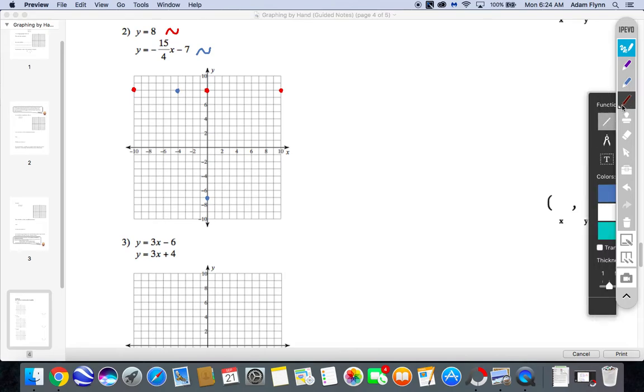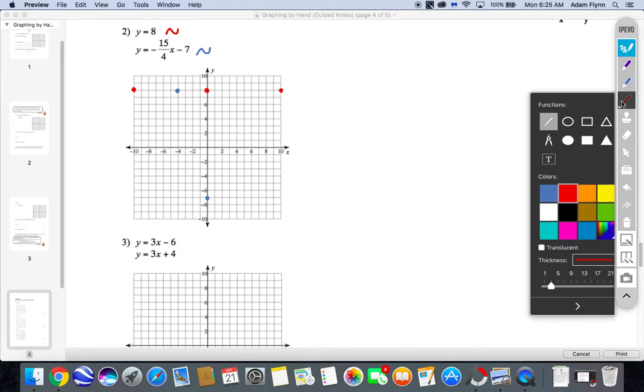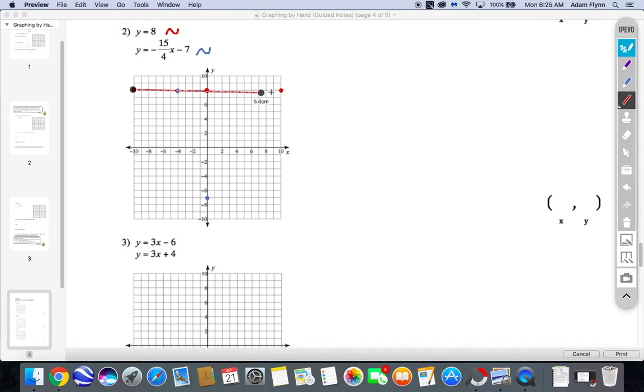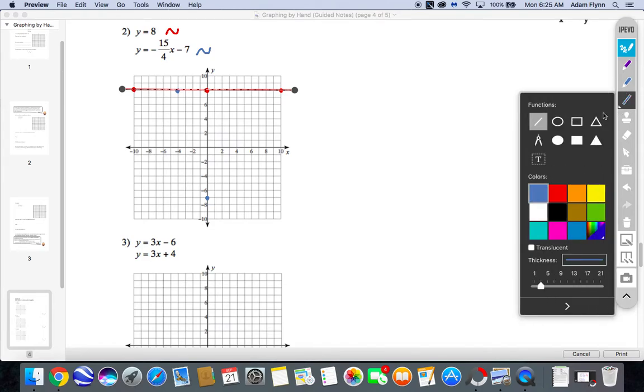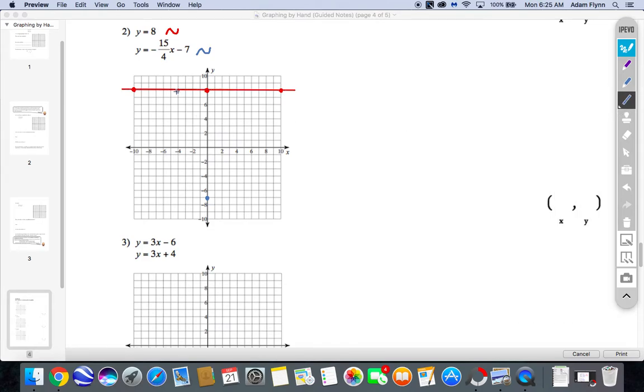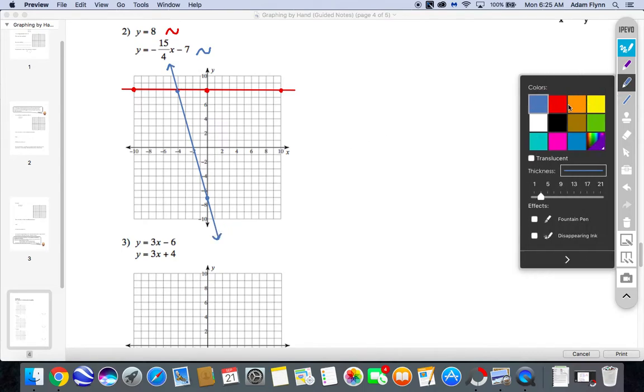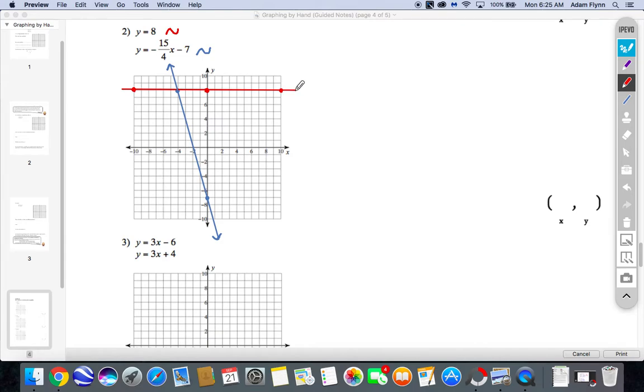So I will graph these two lines. Start with my red one. Now I will do my blue one. Add some arrows, which are always important. These are lines, not line segments.